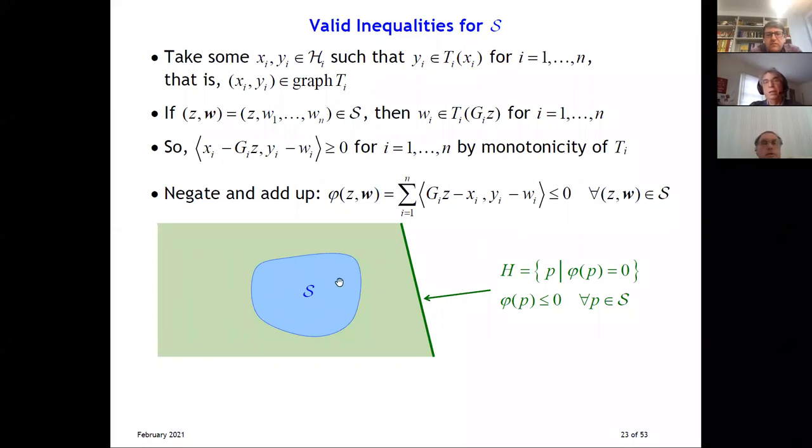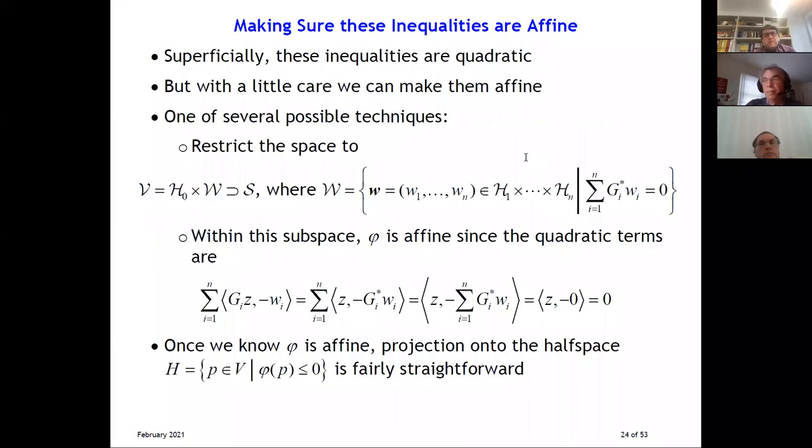It says that if I pick these xi's as fixed points in the graphs of the Ti's, any point in this target primal dual solution set must satisfy this inequality, being less than or equal to zero. Now I've drawn this here like this is an affine inequality. And maybe you're wondering, is that really affine? Because I have cross terms, the arguments are Z and W, and I have cross terms here between the Z's and the W's. Okay. However, if you're careful, and there are several different techniques you can use, with a little care, we can make these affine.